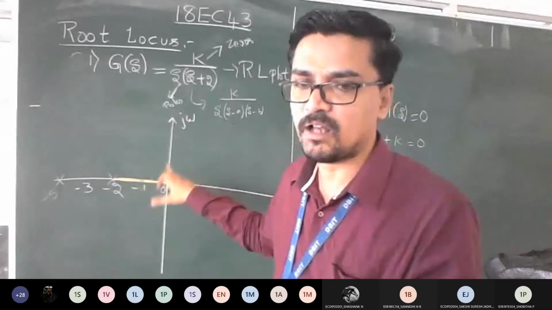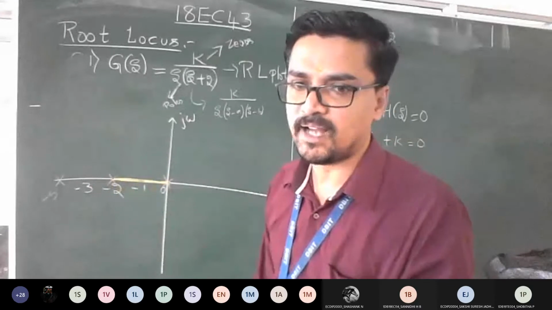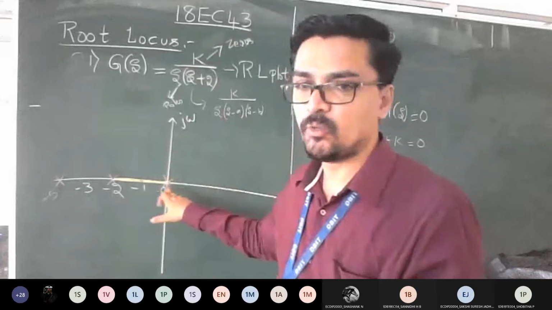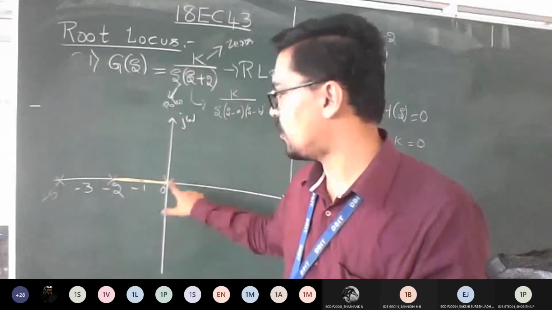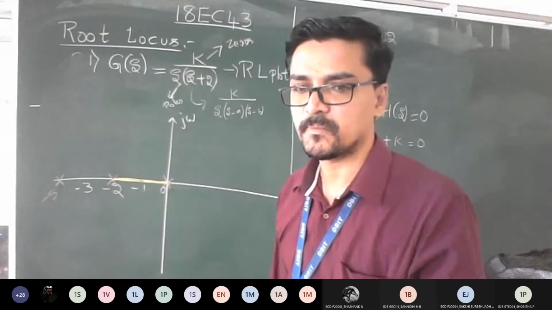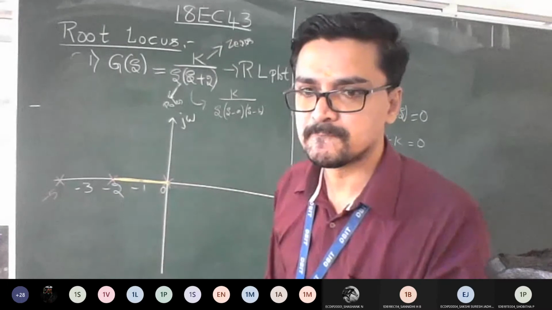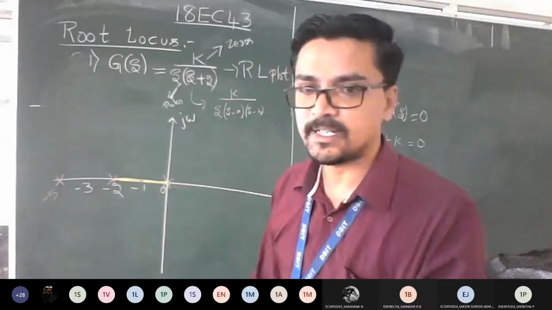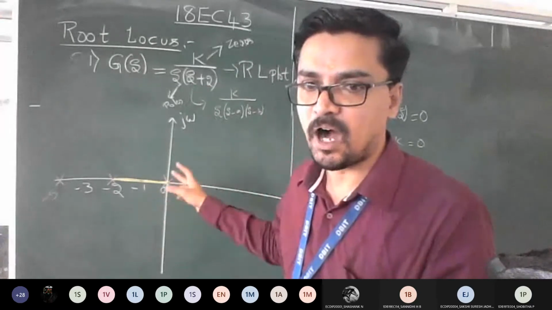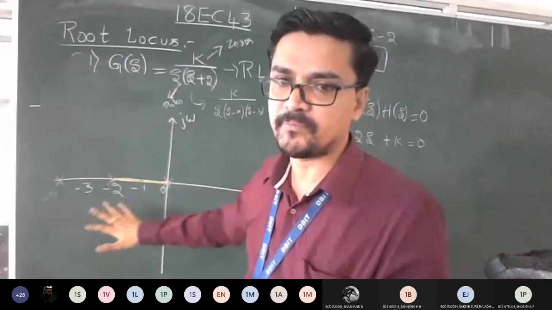Just keep in mind what I'm telling now. Line of root locus always emerges from poles towards zeros, and from one pole only one line can emerge. Written till here? Shall I proceed? So the second point: root locus always occurs towards your left half of the S-plane.